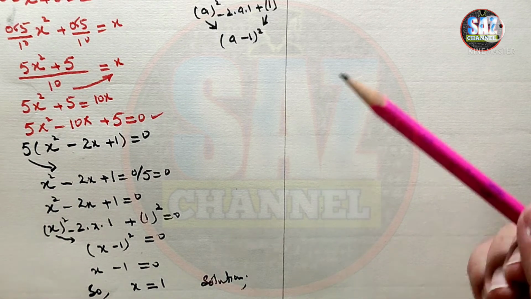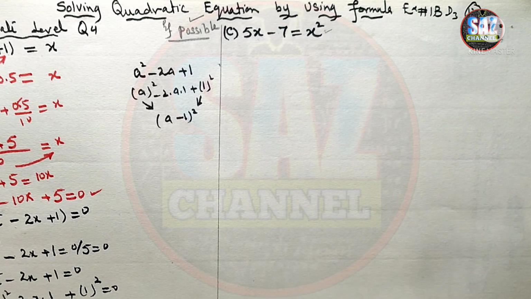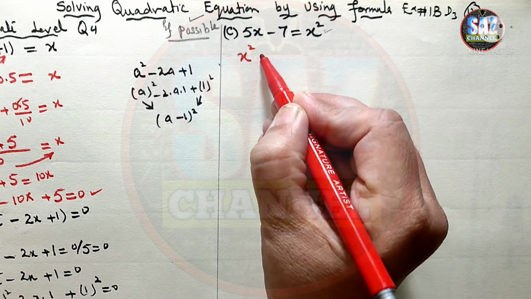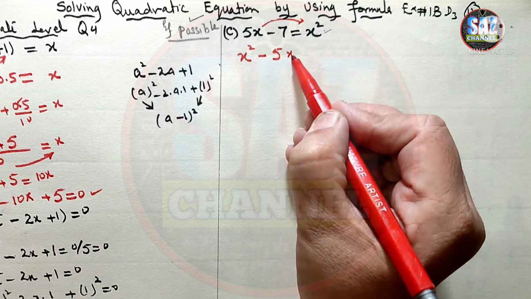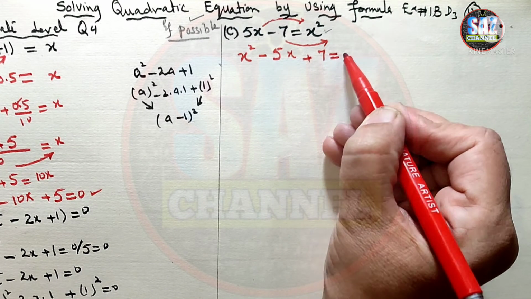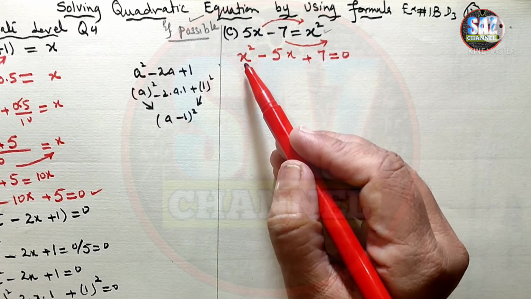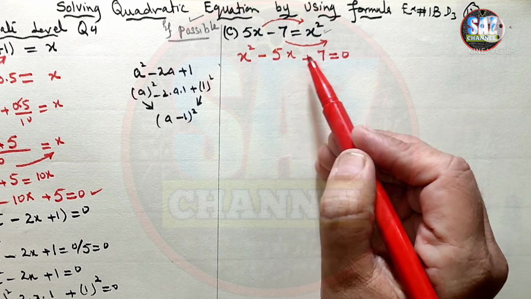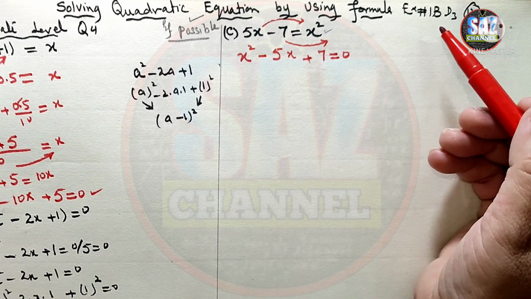The next question is 5x minus 7 equals x square. Do not forget the rule that first of all we have to write the given equation in the form of the standard quadratic equation. Shift 5x to the other side, and 7 as well, and when 7 is shifted to the other side it becomes positive 7, equals 0. Now our equation is in standard quadratic form because the square term is at the beginning, then the term with power of the variable 1, and then the constant. Now I have to solve this equation by using the quadratic formula.